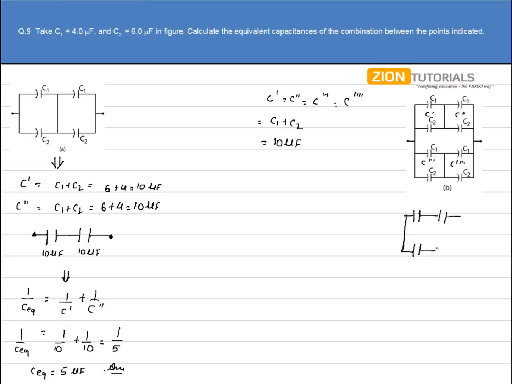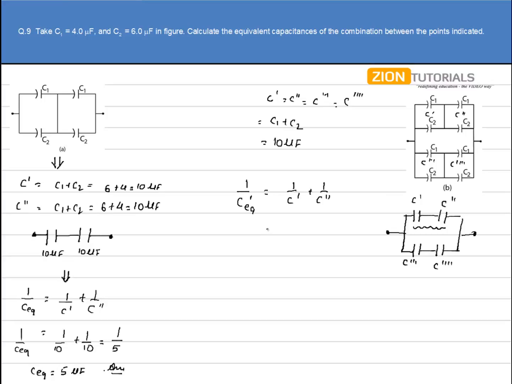Another two capacitors with the same two terminals. This is our C dash, C double dash, C triple dash, and C 4 dash, each having a magnitude of 10 microfarad. Now since C dash and C double dash are in series, the equivalent of them, let's say C equivalent dash, is the combination of C dash and C double dash in series.